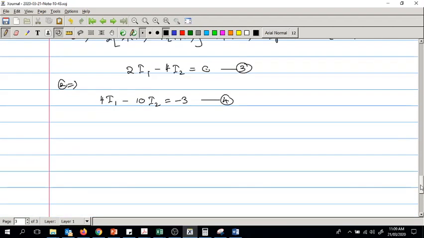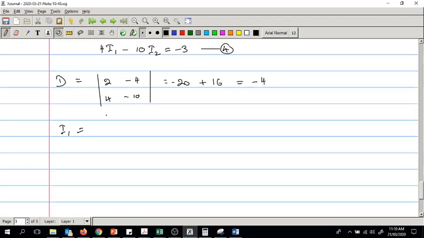Now from equation number 4 and 2, what is D? D is equal to 2 minus 4, 4 minus 10, which is 20 minus 20 plus 16 equals minus 4. Then I1, I'm using determinant method because it's easier.